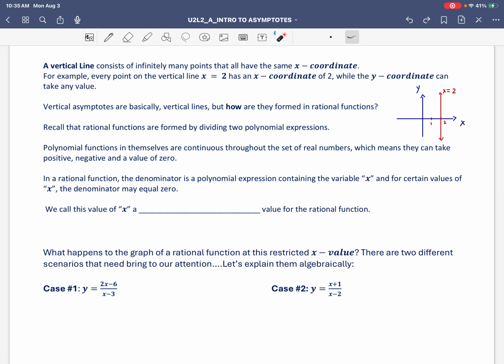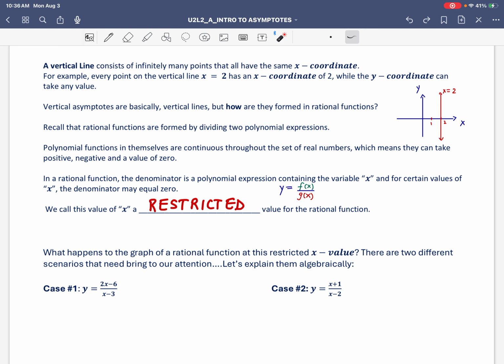Polynomial functions are continuous for all real numbers. However, in a rational function, the denominator may contain a variable and the denominator may take a value of 0 at specific values of x. Since division by 0 is undefined, any value of x that makes the denominator equal to 0 must be excluded from the domain. In grade 11, we refer to these values as restricted values.